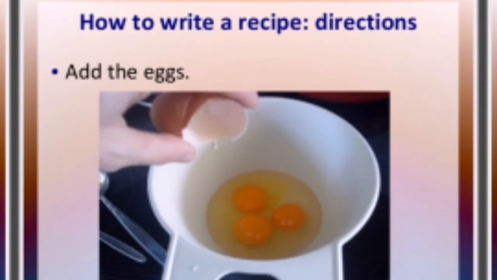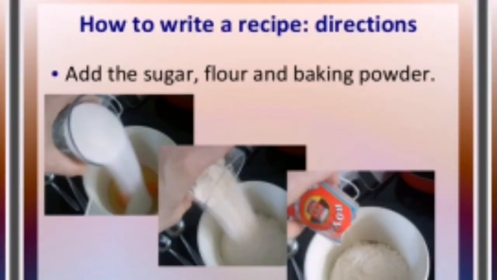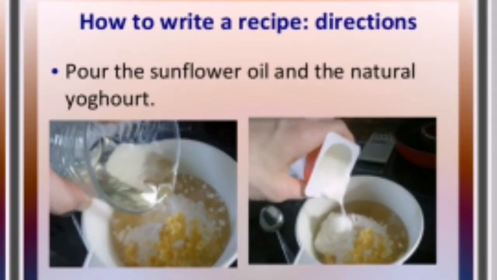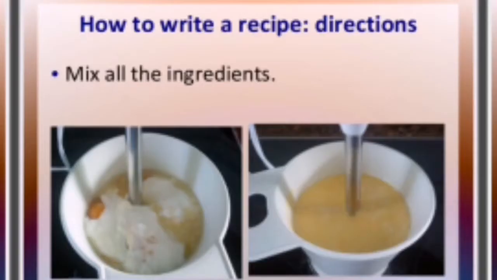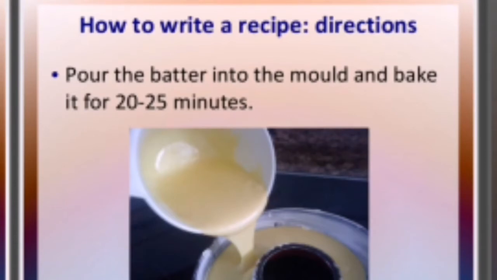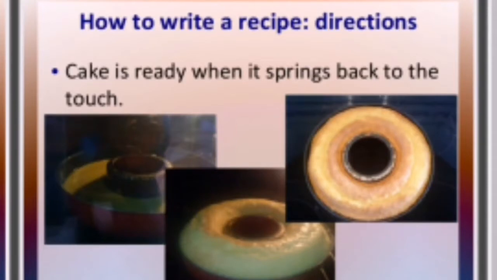And we know that whenever we write a recipe, we start to write the directions with a cooking verb. We use cooking verbs in recipe writing. Pour the sunflower oil. Pour is also a cooking verb. Mix all the ingredients. Just notice again that we are using cooking verbs here. Pour the batter. Pour is a cooking verb. And these are the steps in recipe writing.